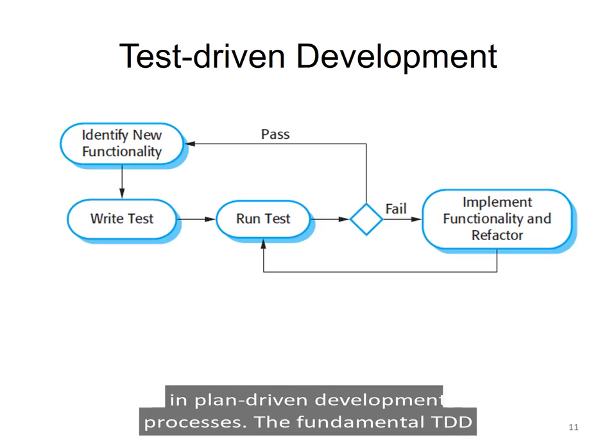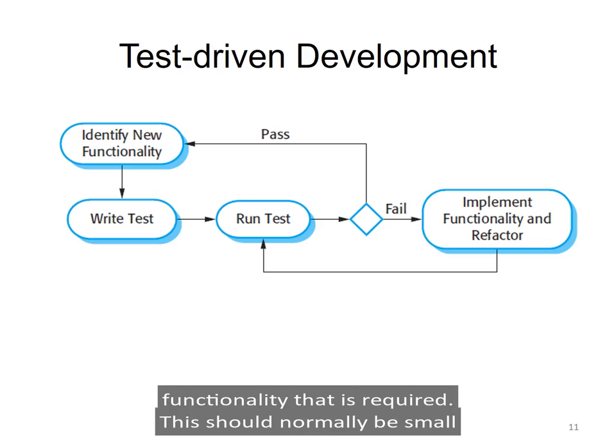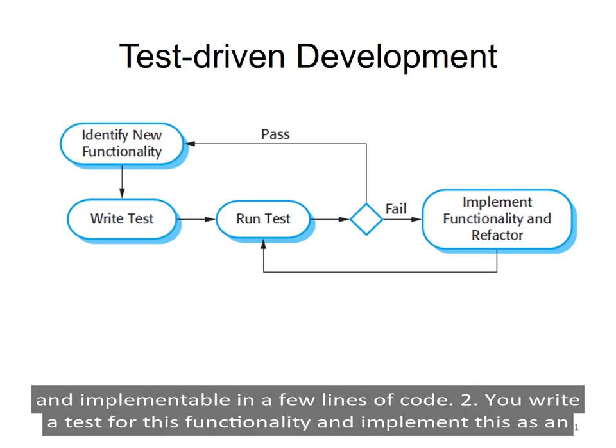The fundamental TDD process is shown in the following figure. The steps in the process are as follows. Number 1. You start by identifying the increment of functionality that is required. This should normally be small and implementable in a few lines of code. Number 2.